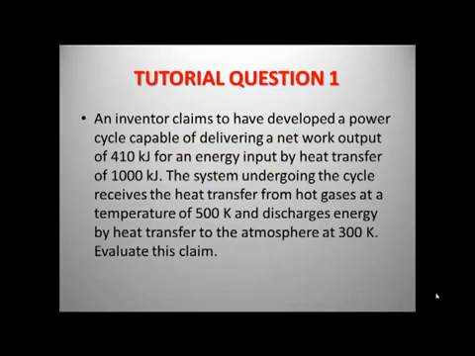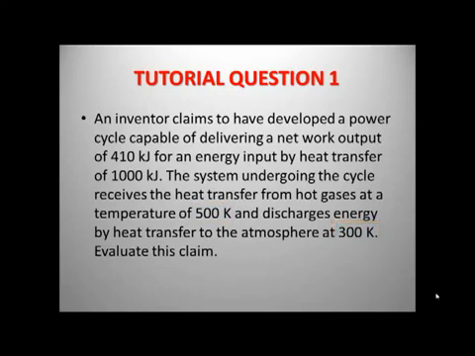Tutorial question 1. An inventor claims to have developed a power cycle capable of delivering a net work output of 410 kJ for an energy input by heat transfer of 1000 kJ. The system undergoing the cycle receives the heat transfer from hot gases at a temperature of 500 Kelvin and discharges energy by heat transfer to the atmosphere at 300 Kelvin.